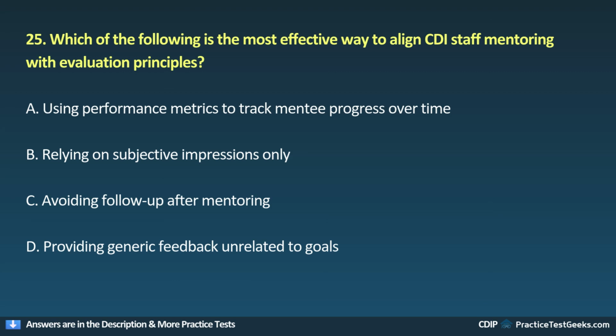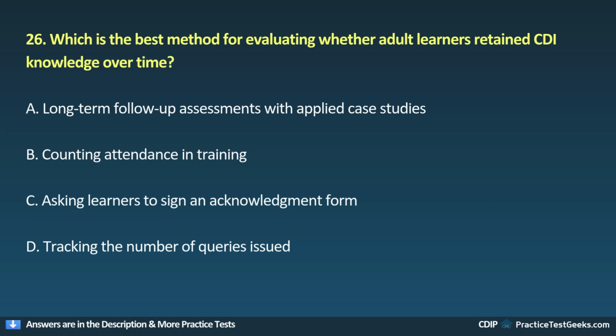A. Using performance metrics to track mentee progress over time. B. Relying on subjective impressions only. C. Avoiding follow-up after mentoring. D. Providing generic feedback unrelated to goals. 26. Which is the best method for evaluating whether adult learners retained CDI knowledge over time?